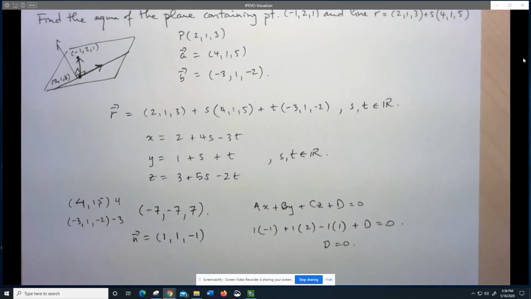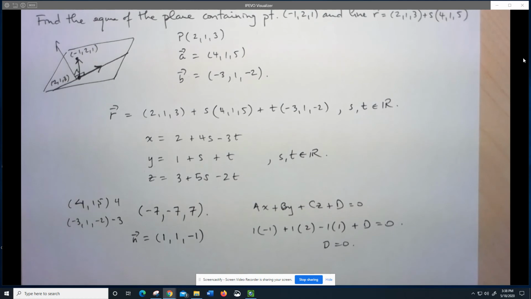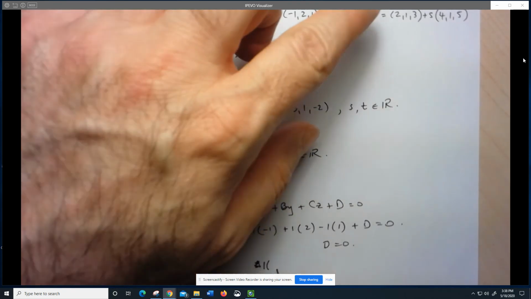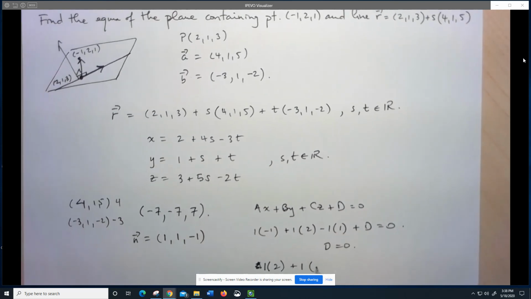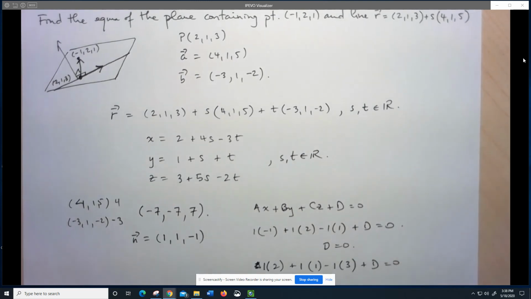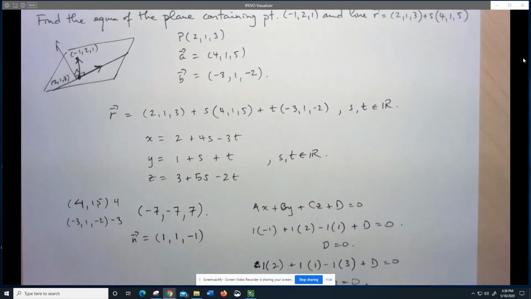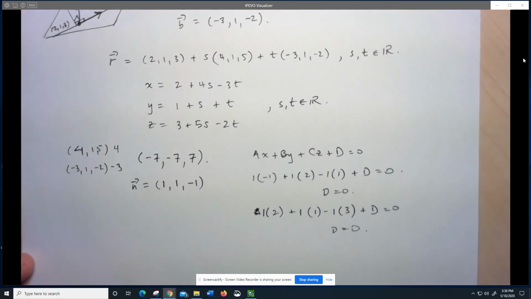And just for the fun of it, let's check with the other point to make sure that we get the exact same answer. Okay, that'll tell us that we haven't made an error here. So the normal vector is still 1, 1, negative 1, except now I'm going to work with 2, 1, 3. 1 times 2 plus 1 times 1 minus 1 times 3 plus d equals 0. And so what do we have? We have 2 plus 1 is 3, minus 3 is 0, d is 0. So that's just like a check that we got the right answer there.